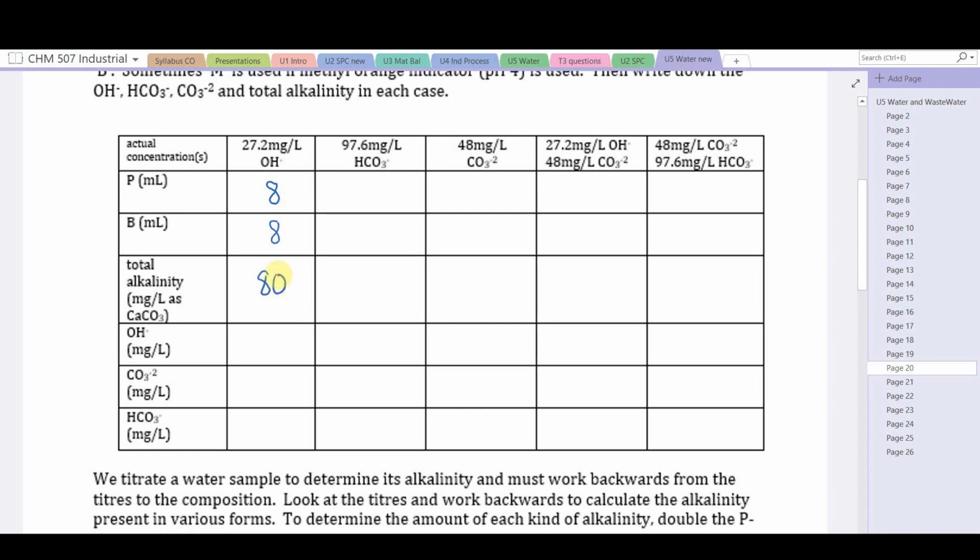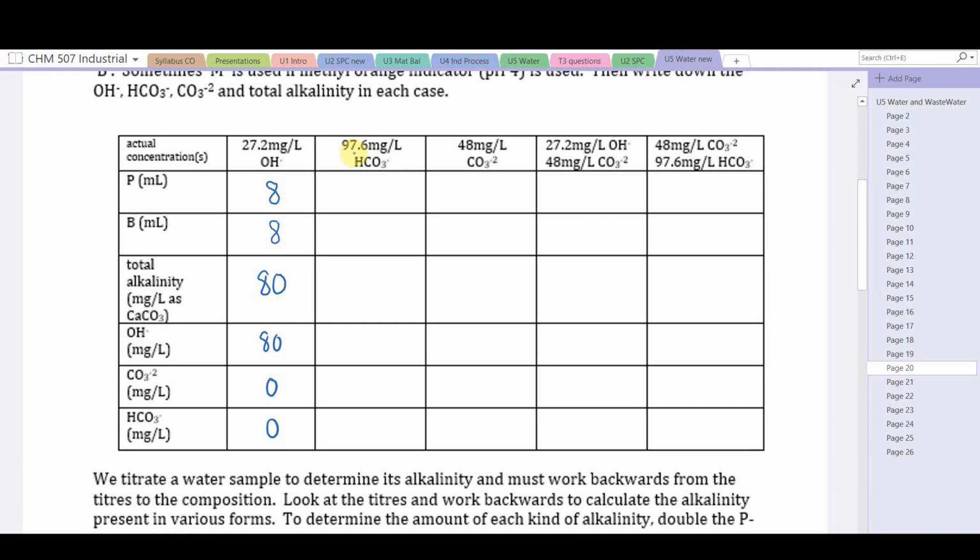How do I know? Well, the mL of acid times 10 milligrams per liter per mL. Now we know in this case that all of the alkalinity is present as hydroxide. We would report the alkalinity as 80 milligrams per liter as calcium carbonate, even though it's hydroxide. There's no carbonate and no bicarbonate alkalinity.